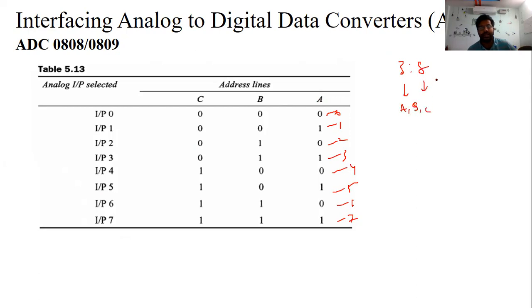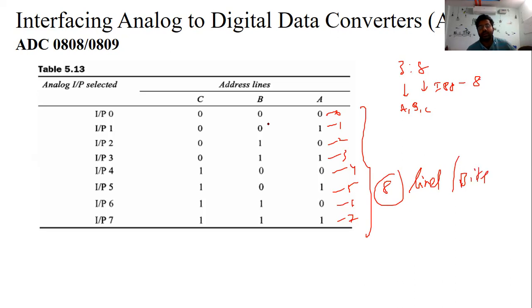Then what are the 8 lines? IP0 to IP7. In the three combinations, you write these numbers: 0, 0, 0, 0, 0, 1, 0, 1, 0, and so on. 0 to 7 is nothing but the 8 lines. So by using these three address lines, the ADC selects one of the 8 lines.